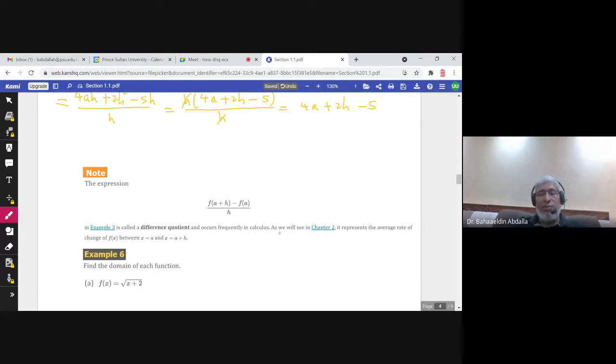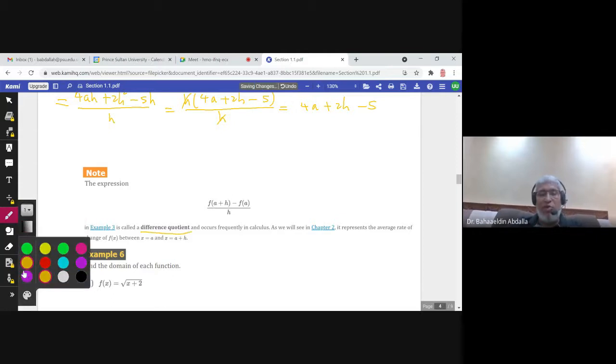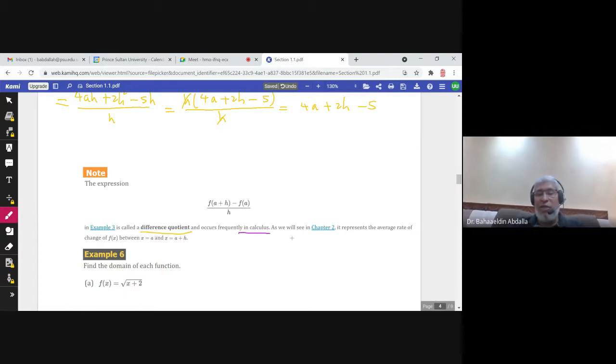This expression, f of a plus h minus f of a over h, is called the difference quotient. The difference quotient is known in calculus. It occurs frequently in calculus, and we will talk about it again and again. It represents the average rate of change of f of x between a and a plus h. So it's the average rate of change.